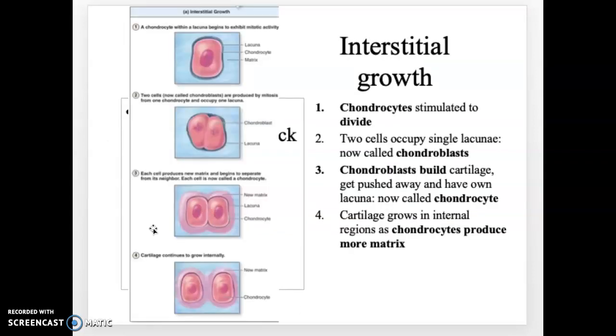So interstitial growth, this is growing in length here. The first step is the chondrocytes are stimulated to divide. So they divide into two chondrocytes, but they're in that one lacunae, the one hole here. From there, they start to build their own cartilage, and then they get pushed away from each other, and they have their own lacuna. And now we call each of these chondrocytes. From here, the cartilage continues to grow internally, and the chondrocytes start to produce more matrix.